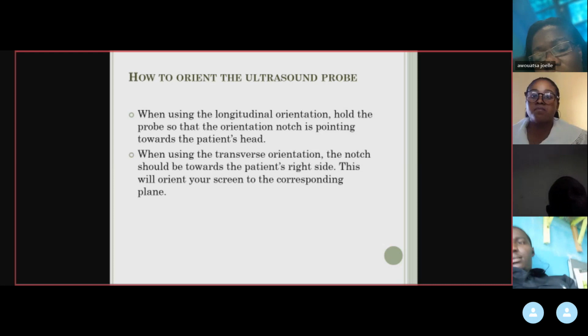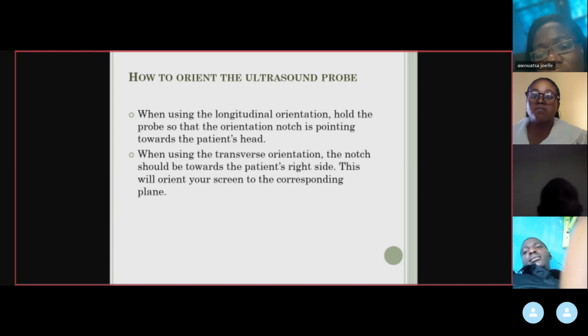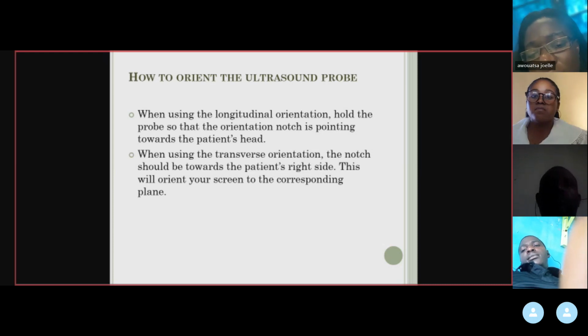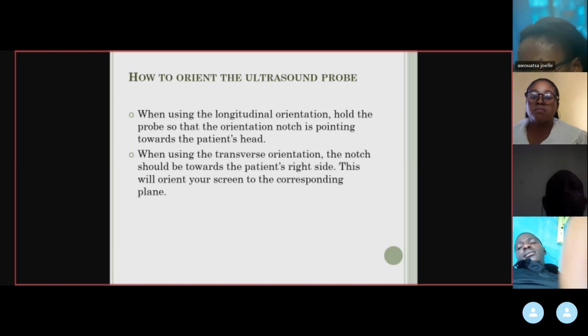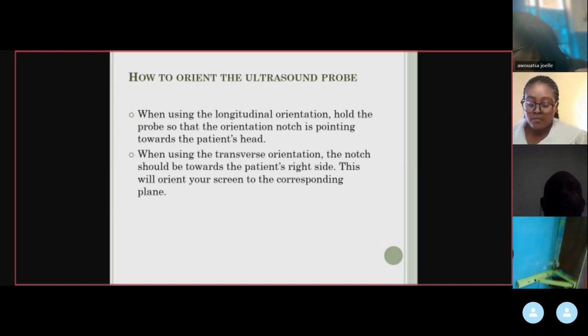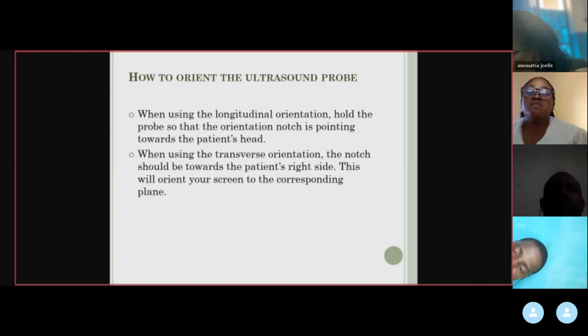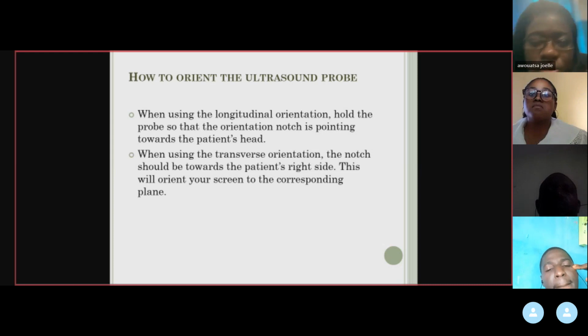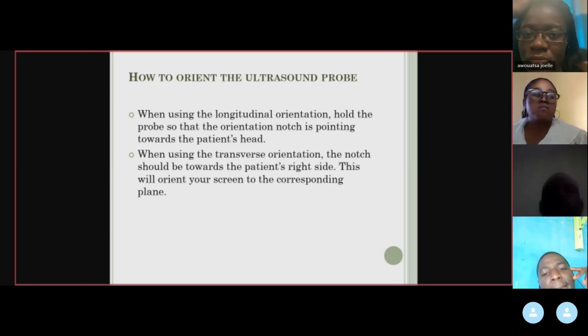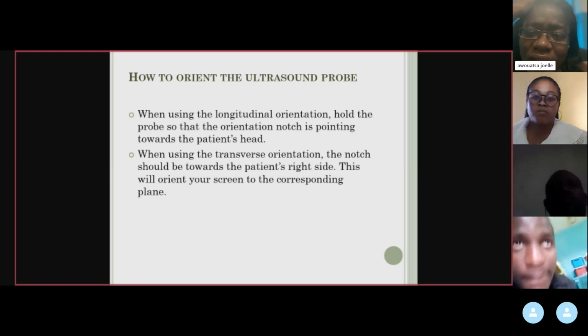So I've told you about the marker on the probe. Okay, so that will tell us the orientation of the image. So in longitudinal orientation, we have to keep the probe pointing towards the patient's head. Okay, so how do we have to keep it in the longitudinal plane? Towards the patient's head. Yeah, should it be parallel or perpendicular? Parallel.